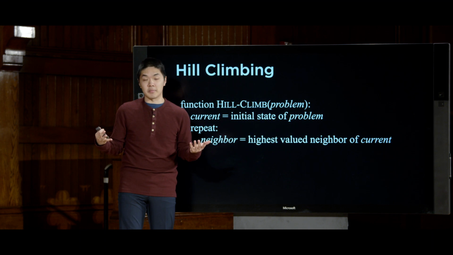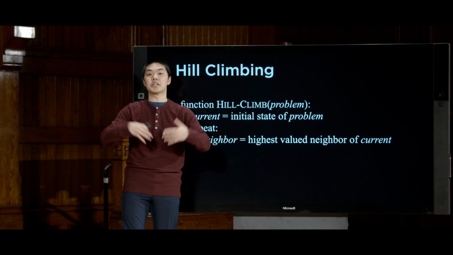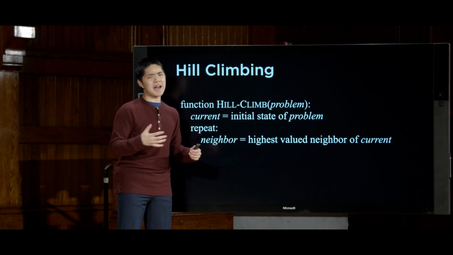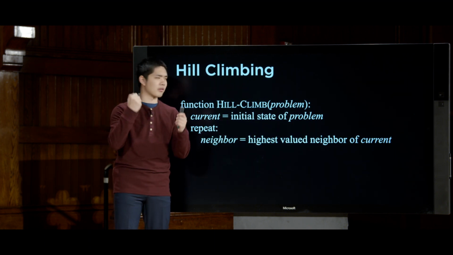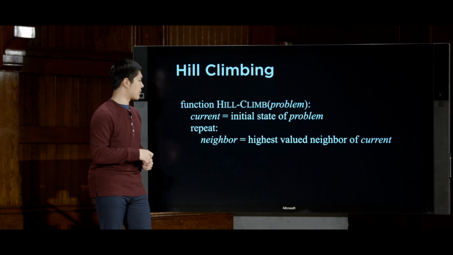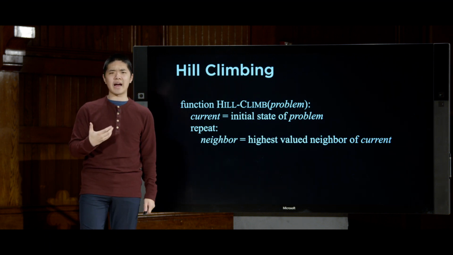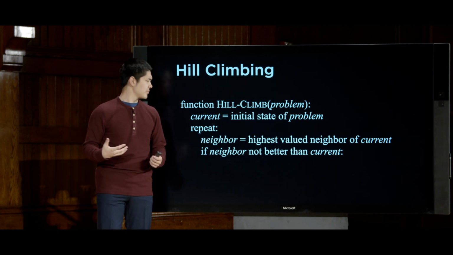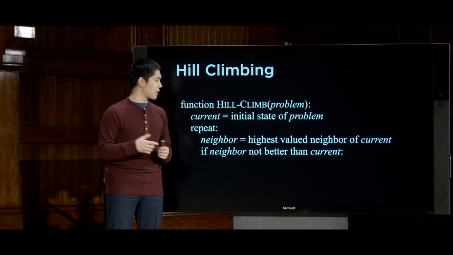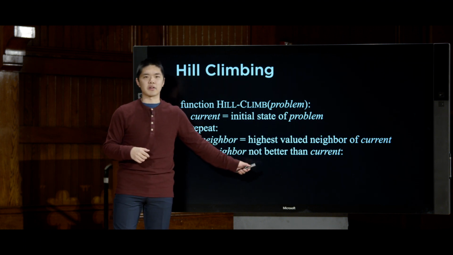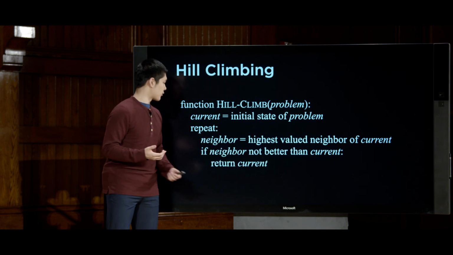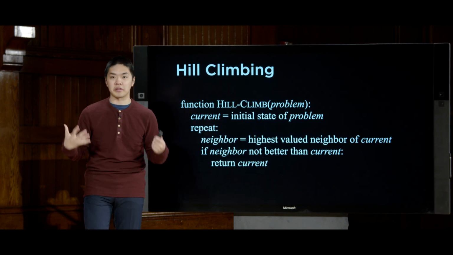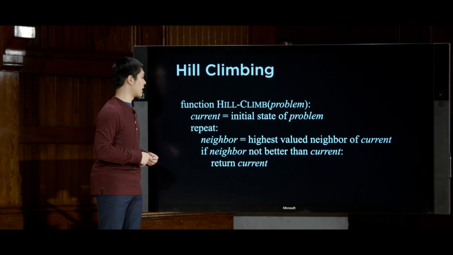And it's possible in some cases there might be multiple neighbors that each have an equally high value or an equally low value in the minimizing case. And in that case, we can just choose randomly from among them. Just choose one of them and save it inside of this variable neighbor. And then the key question to ask is, is this neighbor better than my current state? And if the neighbor, the best neighbor that I was able to find, is not better than my current state, well, then the algorithm is over. And I'll just go ahead and return the current state. If none of my neighbors are better, then I may as well stay where I am, is the general logic of the hill climbing algorithm.